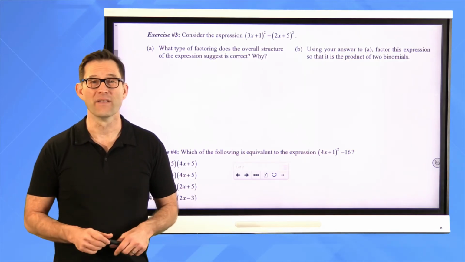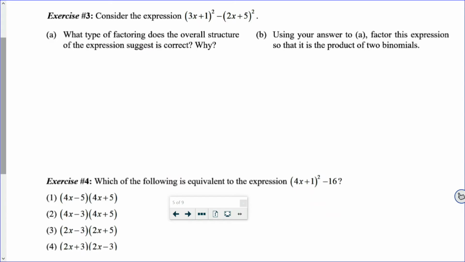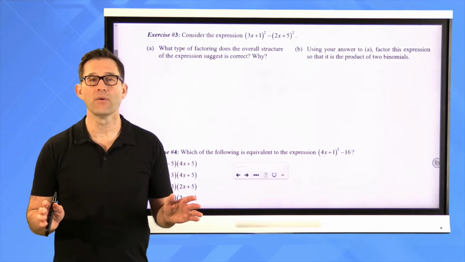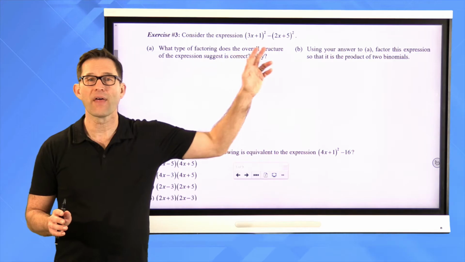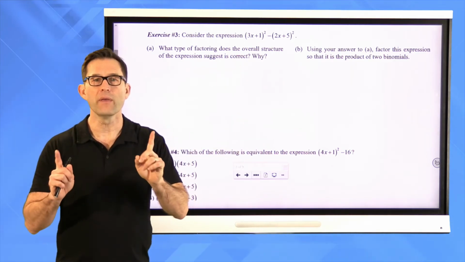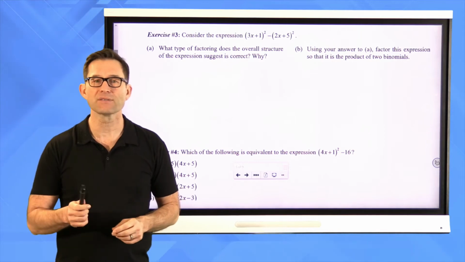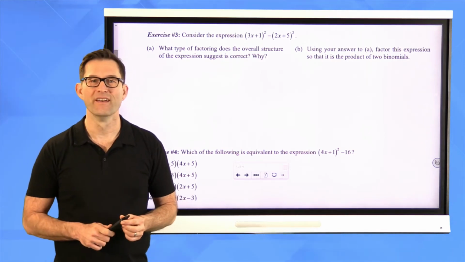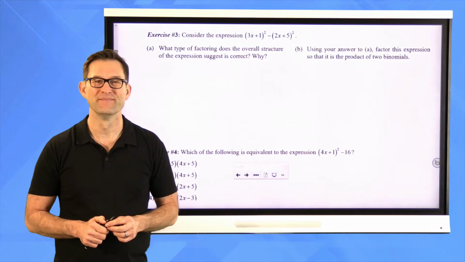So let's take a look at one of these in exercise 3. Consider the expression 3x plus 1 squared minus 2x plus 5 squared. Letter A, what type of factoring does the overall structure of the expression suggest is correct, and why? All right, so I'd like you to pause the video now. I'd like you to think about that expression. Look back at our 3 basic types of factoring and ask yourself, which one of those 3 is that most similar to?